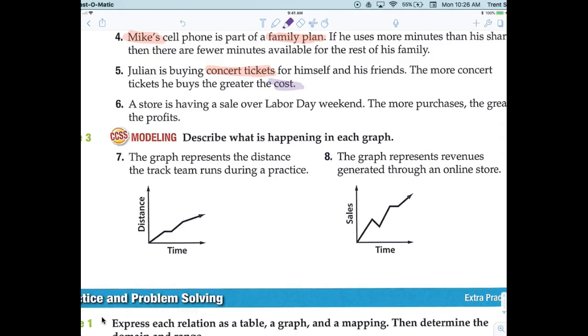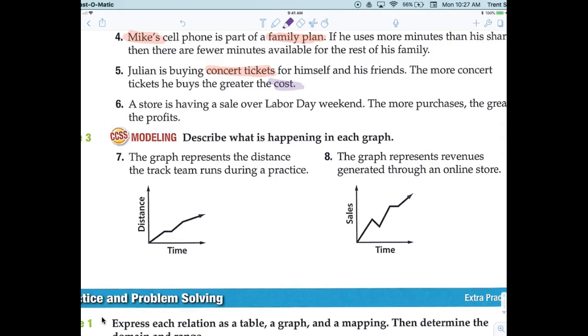Is what? That's exactly correct. The more you buy, the greater the what? So the cost is dependent upon the number of tickets you buy. I just think that's pretty easy. All right, you got to think through. They always ask you questions like that on the SAT.